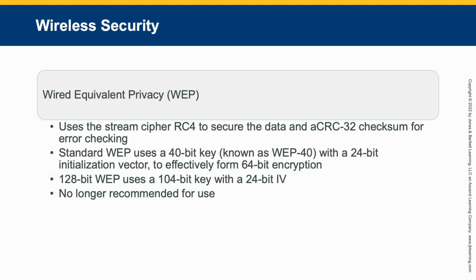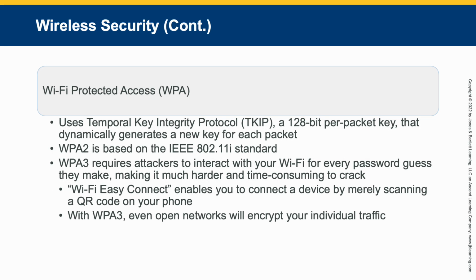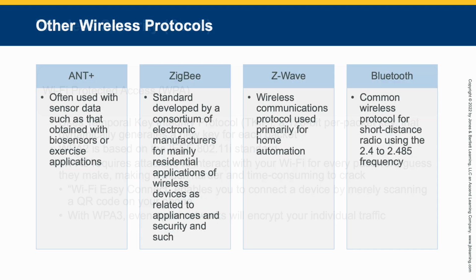Wired Equivalent Privacy, or WEP, uses the stream cipher RC4 to secure the data, and a CRC32 checksum for error checking, and the list goes on. Wi-Fi Protected Access, WPA, uses the Temporal Key Integrity Protocol, TKIP, a 128-bit per-packet key that dynamically generates a new key for each packet. Other wireless protocols are ANT+, ZigBee, Z-Wave, and Bluetooth, and you can read that by pausing the slide here.